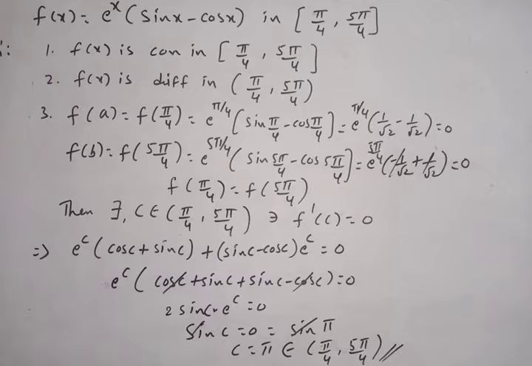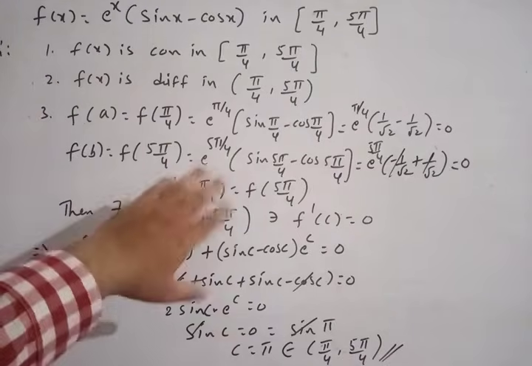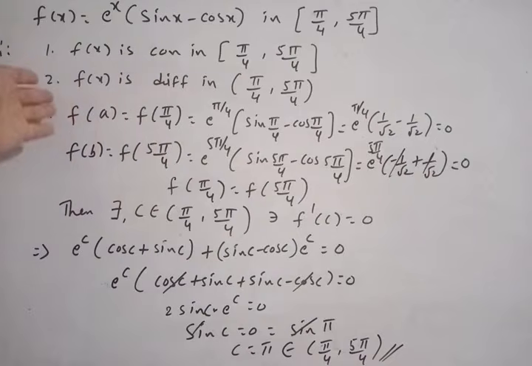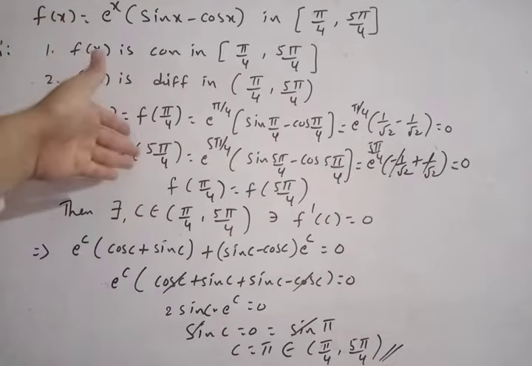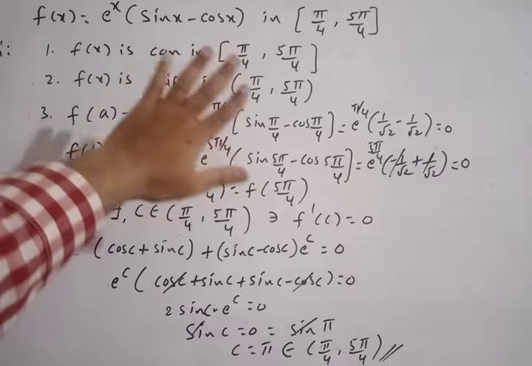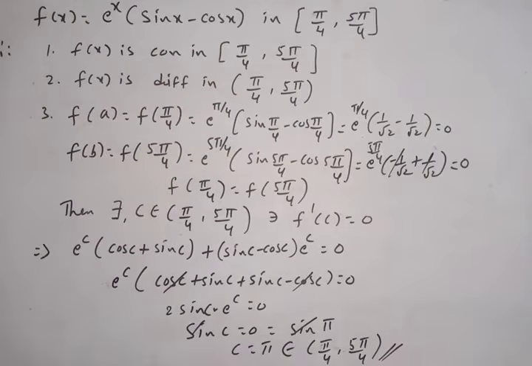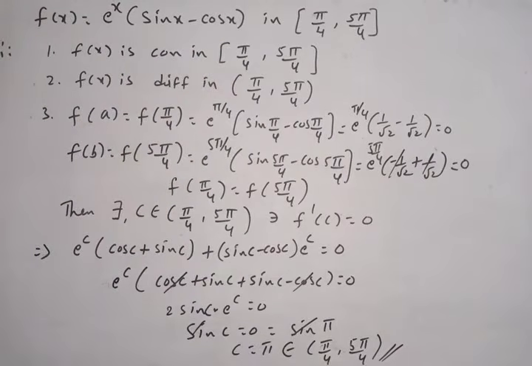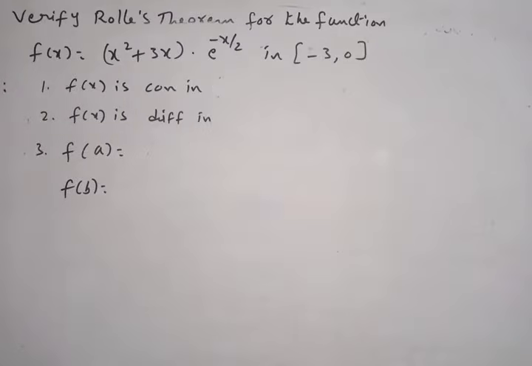So differentiation, such a simple topic. If you know how to derive f dash of x, f dash of c is simple. These three conditions are the same for all the problems. Continuous, differentiable. Only thing is when it is 1 by x square, in those cases you have to be very careful. Okay. Next problem. F of x is equal to x square plus 3x into e power minus x by 2.